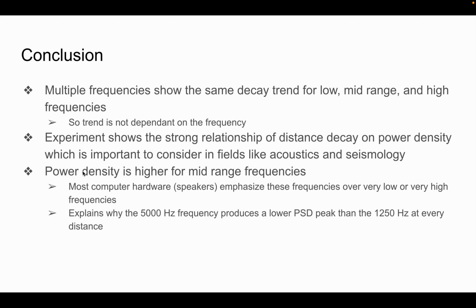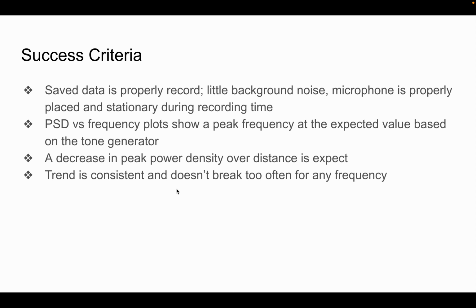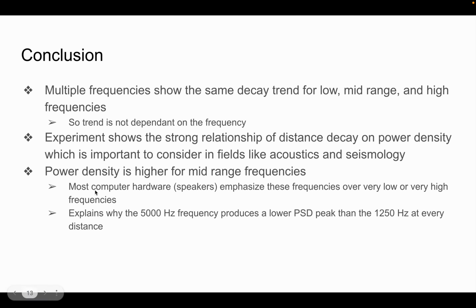Power density is higher for mid-range frequencies, as you can see on this table. Why is that occurring? Computer hardware like MacBook speakers emphasize mid-range frequencies more than low or high frequencies. That explains why the 5000 hertz frequency produces a lower PSD peak than the 1250 hertz at every distance.